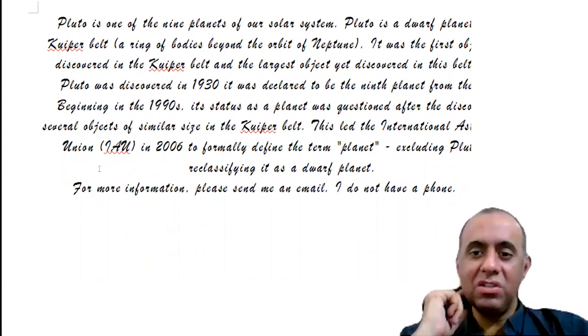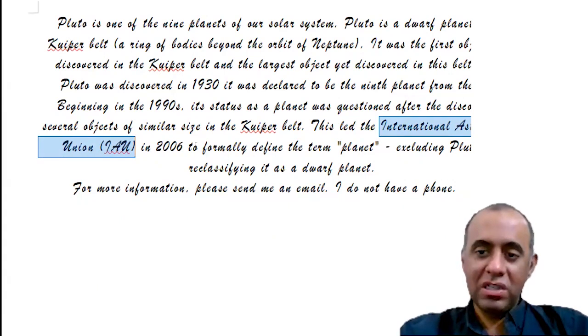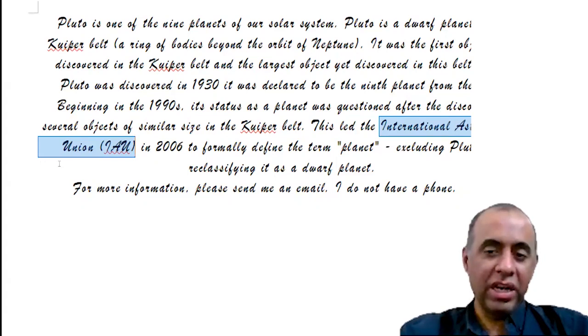This happened in the 1990s when the discussion started. You select the words International Astronomical Union, right? How do you do that?